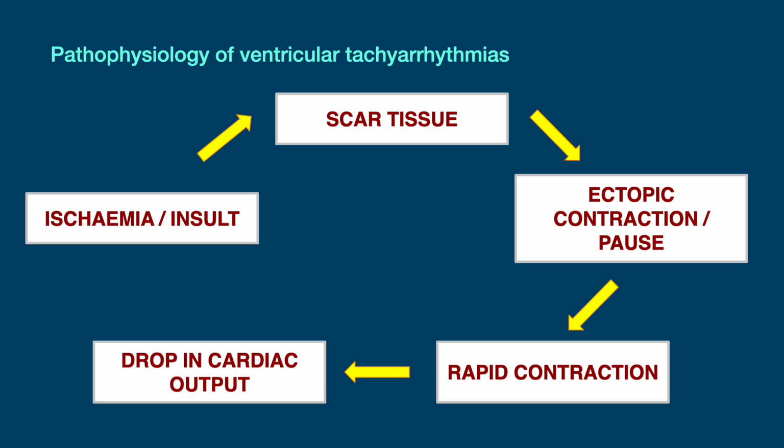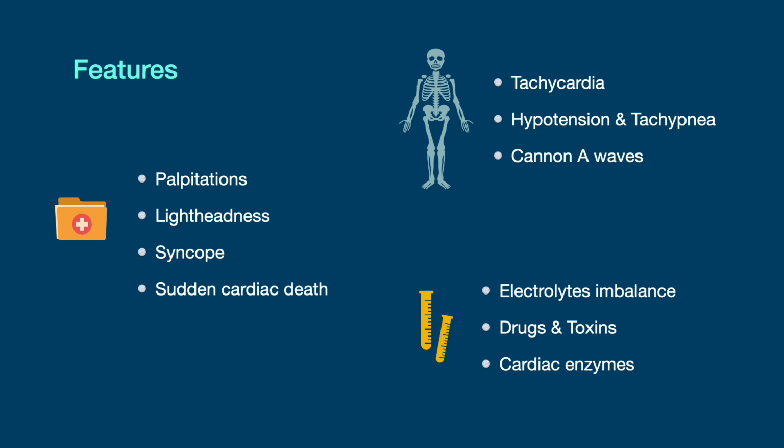cardiovascular collapse and death. Ischemic change following coronary artery disease or a myocardial ischemic event is the most common cause of VT due to the scar formation. Symptoms of ventricular tachycardia include palpitation, lightheadedness, syncope, and sudden cardiac death, especially during ventricular fibrillation.